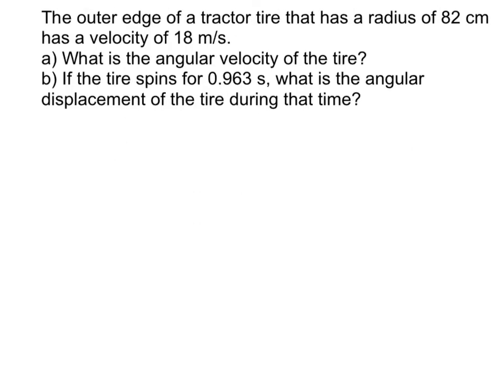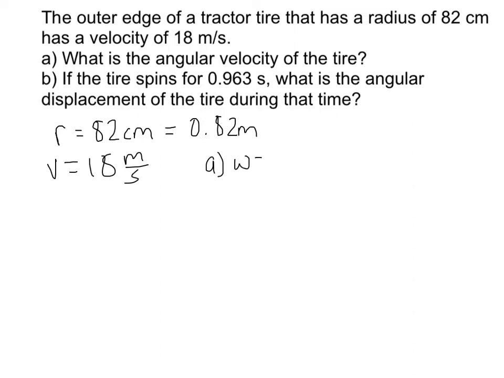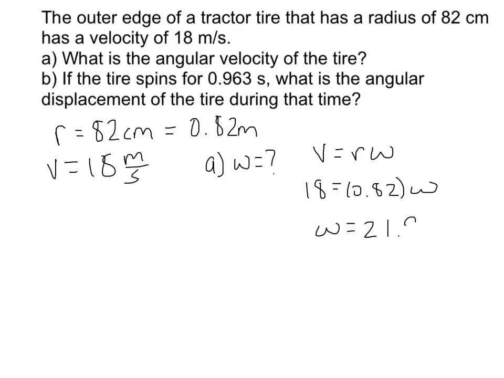Two more. We have an outer edge of a tractor tire, radius 82 centimeters. What do? Good. I know you said that out loud while you're working at home in your room. Okay, so move the decimal 2 places, so radius of 0.82 meters. Velocity is 18 meters per second. Part A, we're looking for angular velocity. We've had this formula a few times already in the review, so we're going to plug in 18 is equal to 0.82 times our omega, and when you divide, you get an angular velocity of 21.95 radians per second.